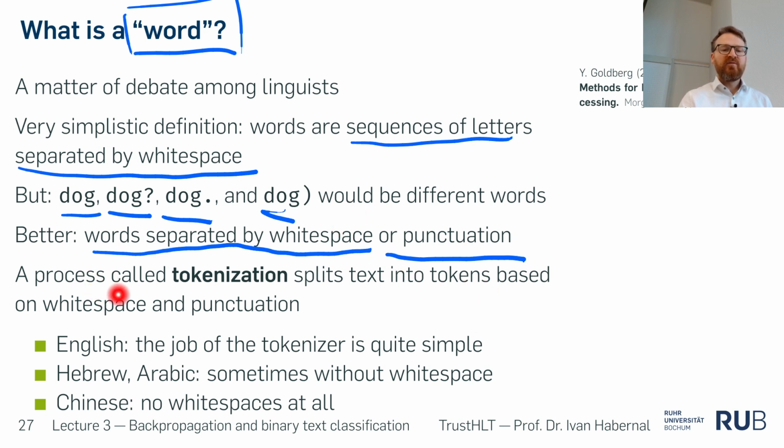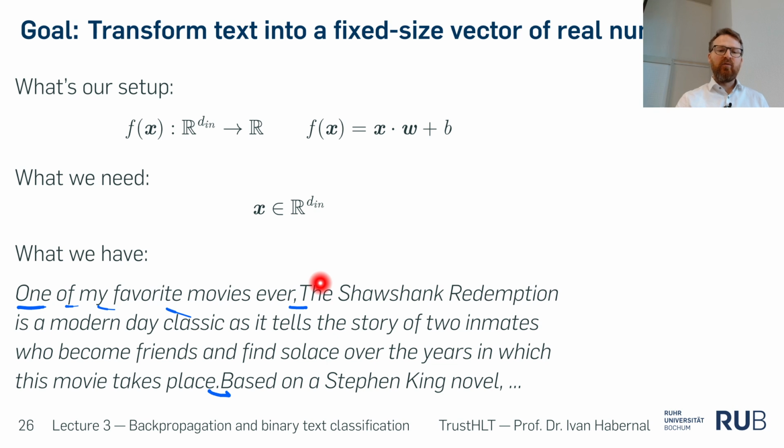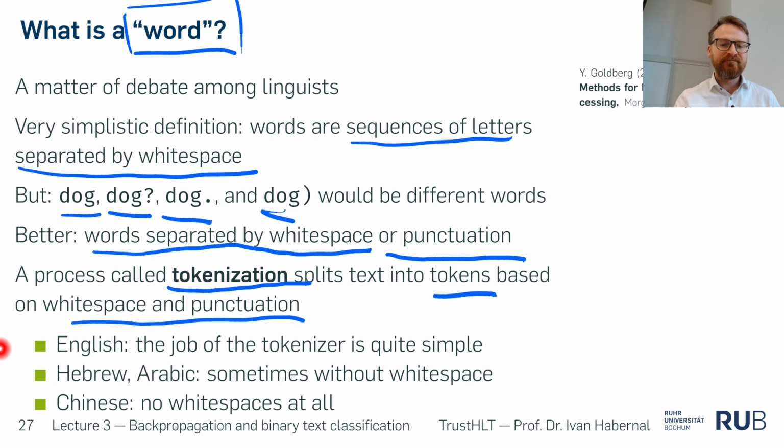So then this process is called tokenization, and it splits text into tokens based on white space and punctuation, which works nicely for some languages, such as English. Come on, look at this: white space, white space, white space, white space. Punctuation, white space, white space. Okay, good. So it will basically chunk the text into tokens, and that's good enough.